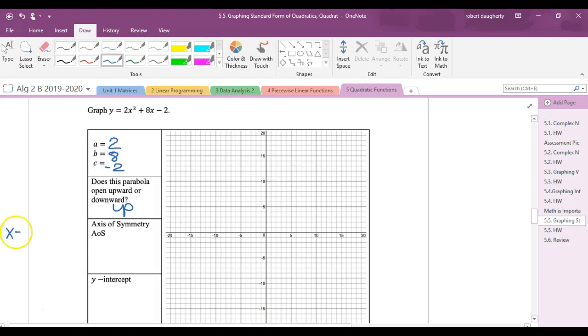The formula is x equal negative b over 2a. So that's negative of 8 over 2 times 2. That's negative 8 divided by 4, which is what? Negative 2. So the axis of symmetry is x equal negative 2. What's the y-intercept? It's negative 2. The y-intercept is just that number that you see right there, because if you plug x equal to 0, you get negative 2. So the y-intercept is (0, negative 2). So the axis of symmetry is at negative 2. That's right here.